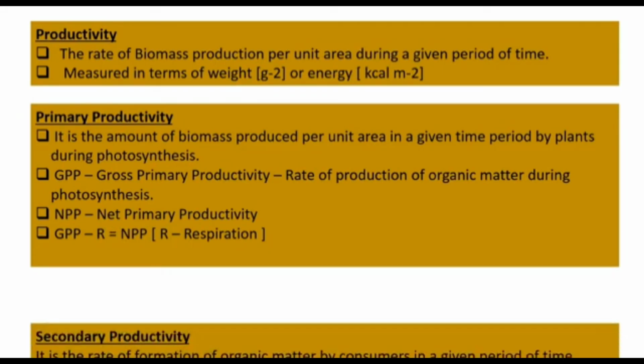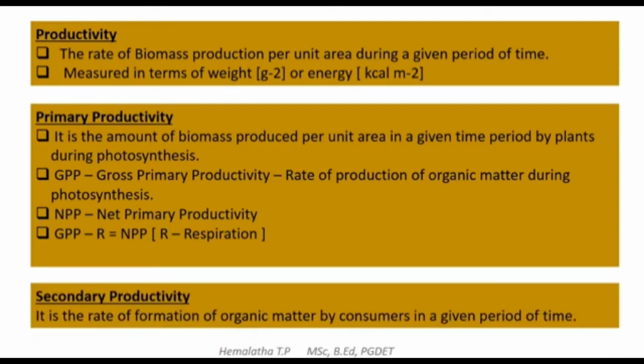So let us see now what is secondary productivity. Secondary productivity is the rate of formation of organic matter by consumers in a given period of time. What is primary productivity? The productivity or the biomass produced by the plants. And secondary productivity is the formation of organic matter by the consumers. Whatever is produced by the consumers is called secondary, and what is prepared by the plants is called primary.